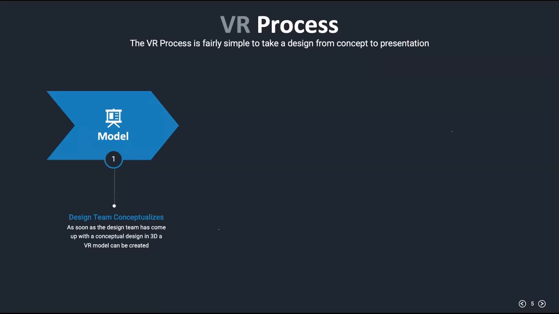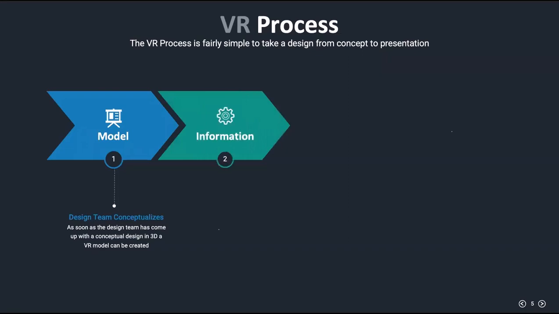So what you do, the design team conceptualizes. As soon as the design team has come up with the conceptual design in 3D, a VR model can be created. And the next thing is the information. Building information is established. Functionality and the information are added to the model.